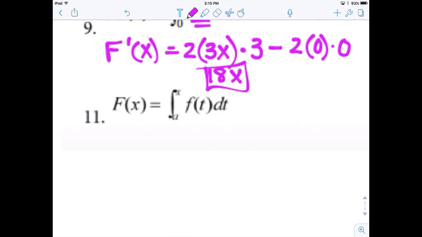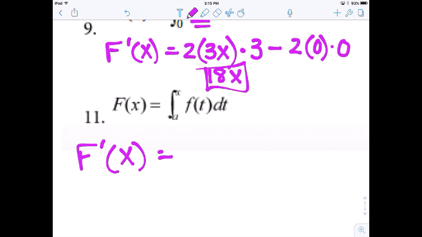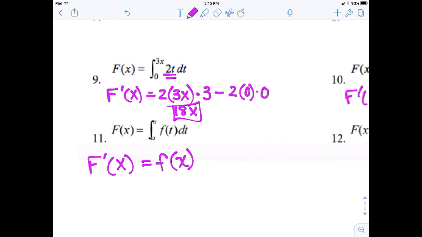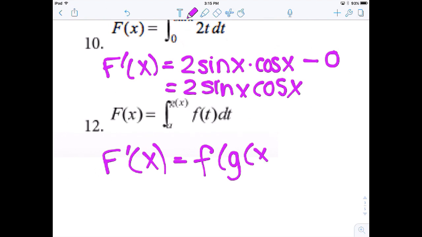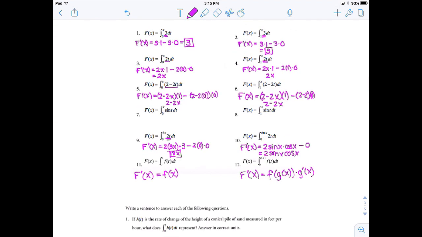So starting to put this together, if you've got a constant in that bound down there, then f prime here is just going to be f of the upper bound times the derivative of the upper bound, which is just 1, right? If you have a function in that upper bound, but still a constant in the bottom, this would be f of g of x times the derivative of g of x. Again, minus 0 because that a is there.